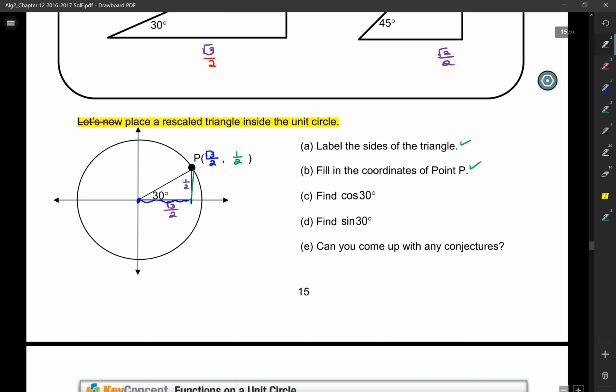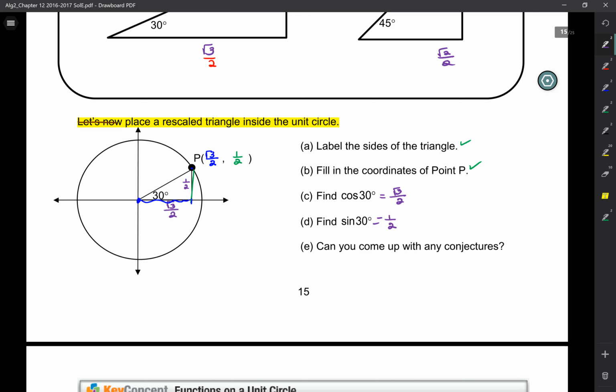Okay, let's find the cosine of 30. How much is the cosine of 30? Root 3 over 2. Okay, how much is the sine of 30? It's 1/2. Okay, so now, can you come up with any conjectures having to do with this and the coordinates, like a statement? Can you make any inferences? Can you see any pattern, any connection between the sine and the cosine of 30 and the coordinates of this?